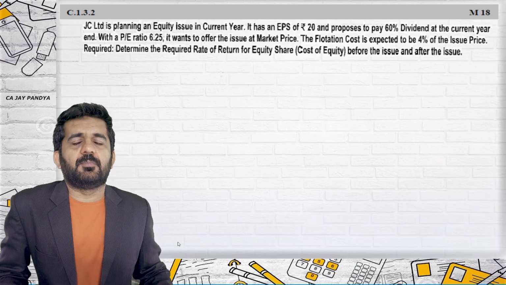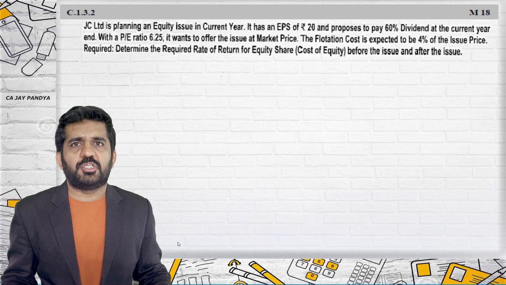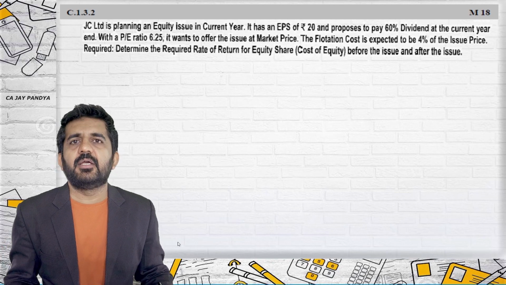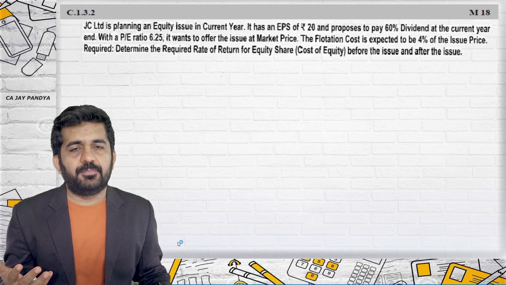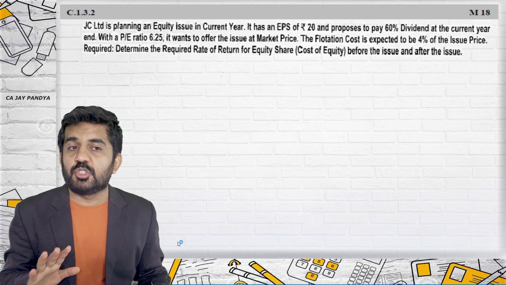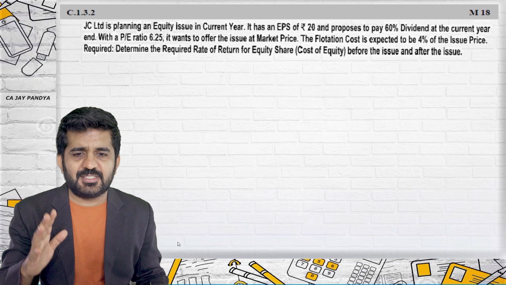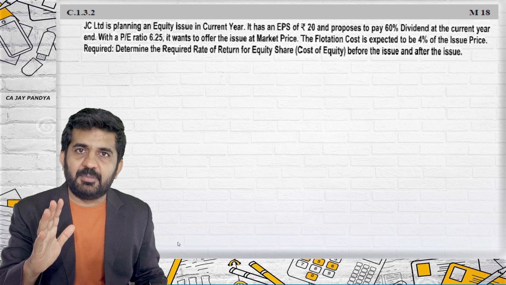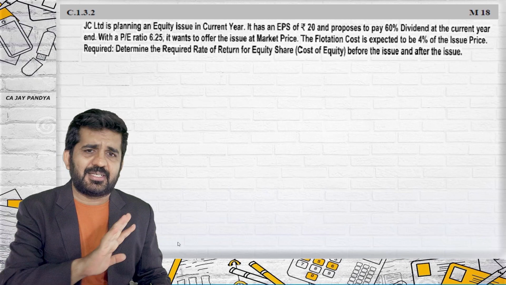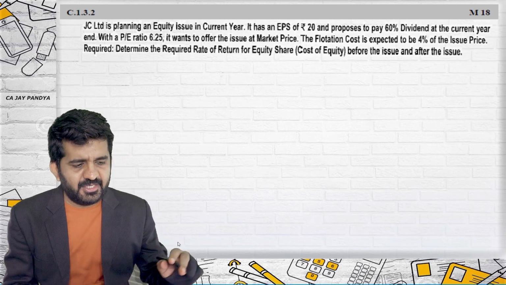Question number C 1.3.2. Try to concentrate here in this particular question. There are two concepts. One is ratio analysis, which we have not done yet. Another is dividend policy, which also we have not done yet. But you need to understand that it will be taught in the dividend policy chapter as well as the ratio analysis chapter. At that time, you will understand it 100%. But let us not skip this and just do it.